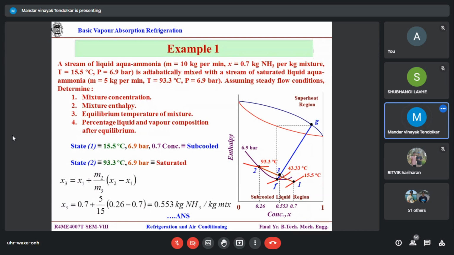Now we are asked question number 1, mixture concentration. You got it, 0.55. Correct. Second part, mixture enthalpy. You can read it on the Y-axis, not a big problem. The third part, equilibrium temperature of the mixture. How will you find it? Because your mixture now is in the two phase zone.